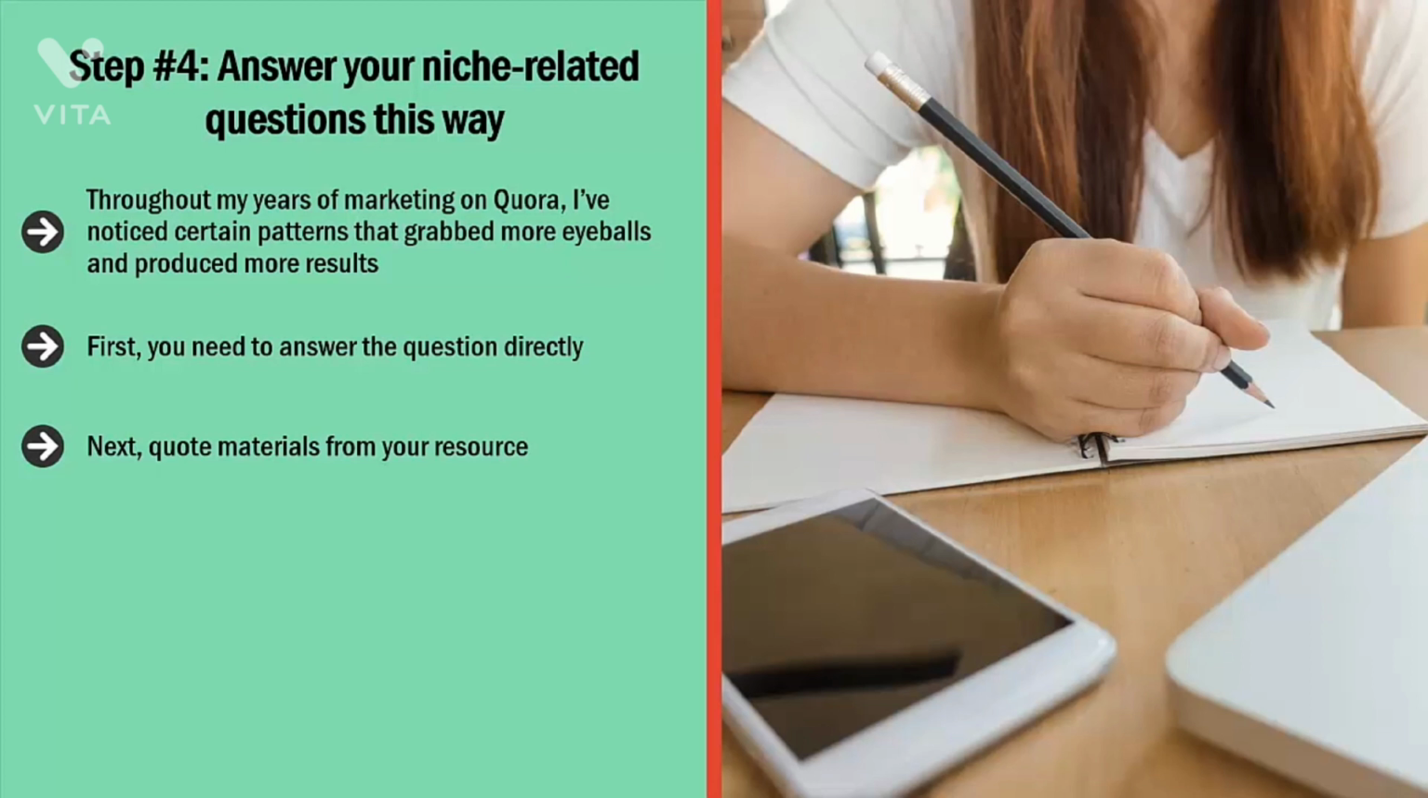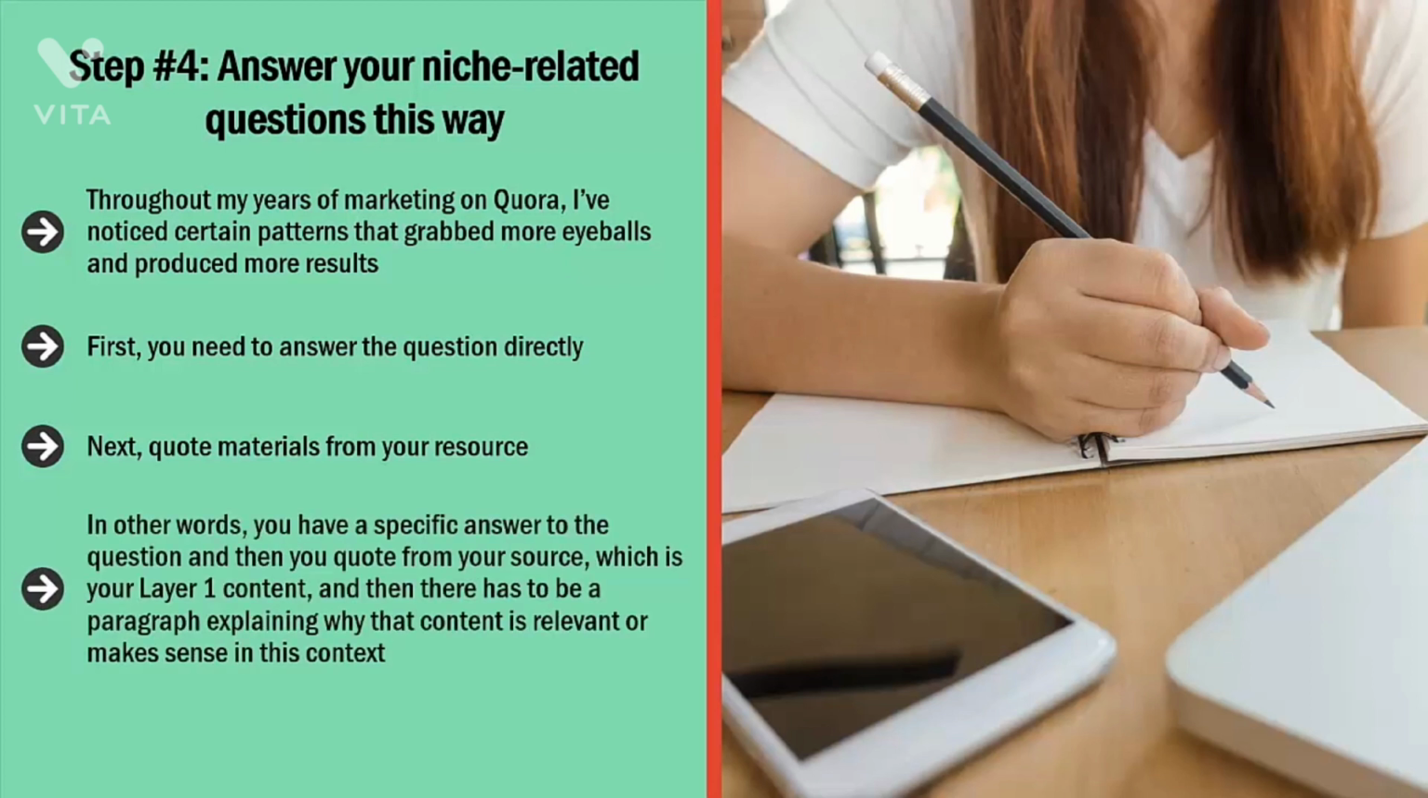Next, quote materials from your resource. If you're going to be dropping a link to your layer 1 content, quote a block of text from that content and explain why it is relevant. In other words, you have a specific answer to the question and then you quote from your source, which is your layer 1 content, and then there has to be a paragraph explaining why that content is relevant or makes sense in this context.